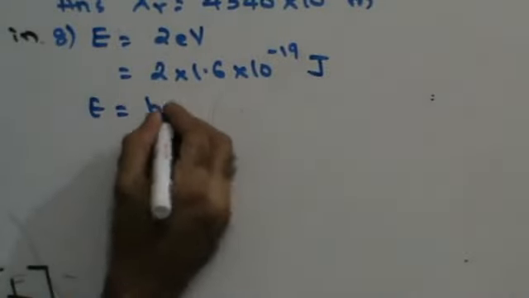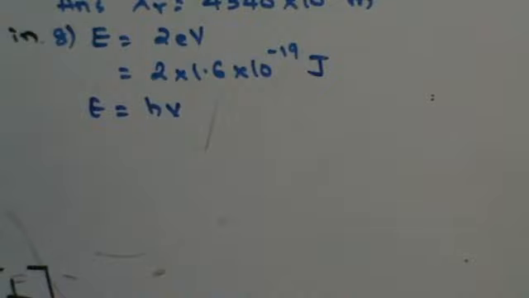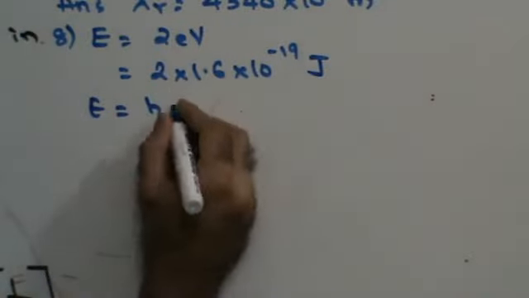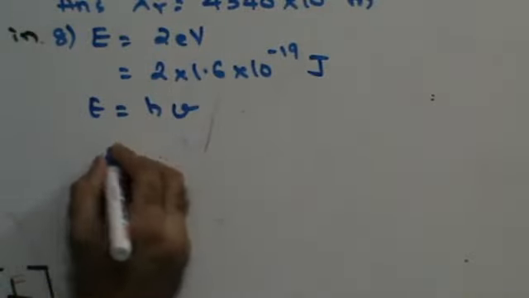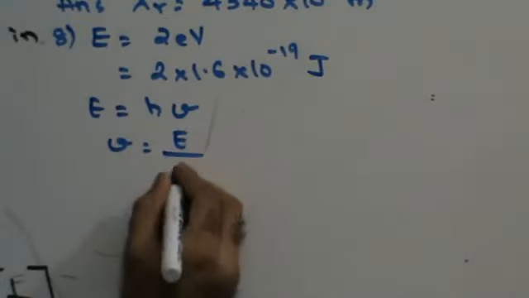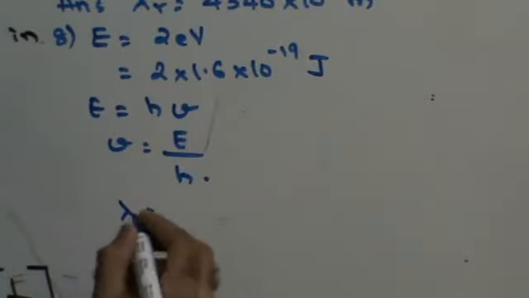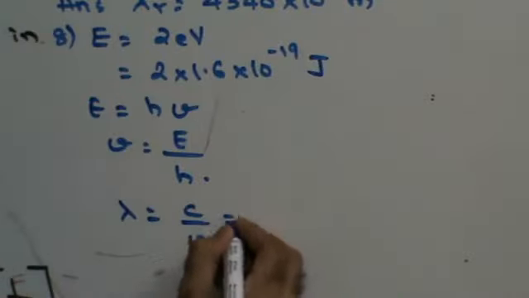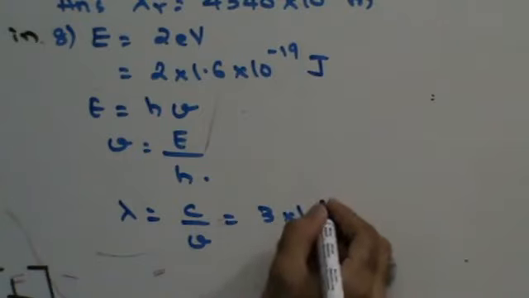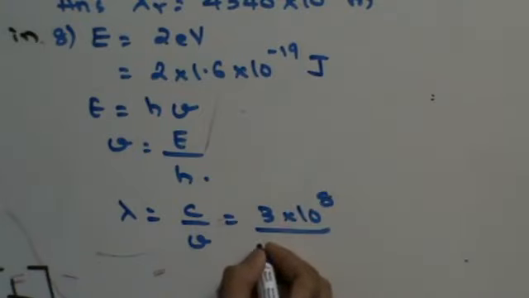Now we know that E is equal to hv, where v is the frequency. We'll write it this way. So I could say that v is equal to E upon h. Energy I've already converted into joules, so I'll come to know the frequency. Once I know the frequency, then I can find out the wavelength. I can say lambda is equal to c upon v. C is 3 into 10 raised to 8 meters per second upon v. You already found out the value of v from here. You should be able to get the answer.